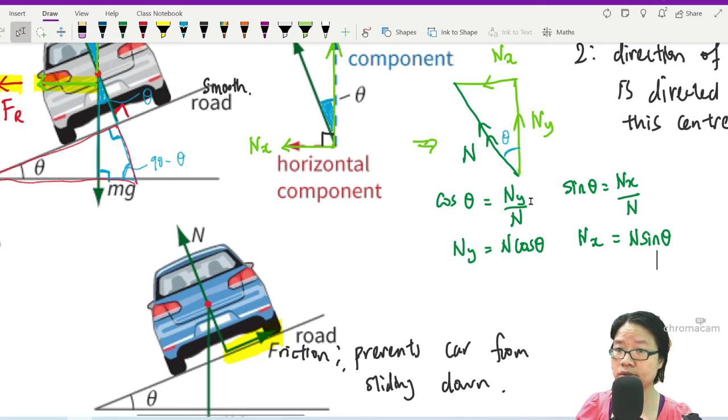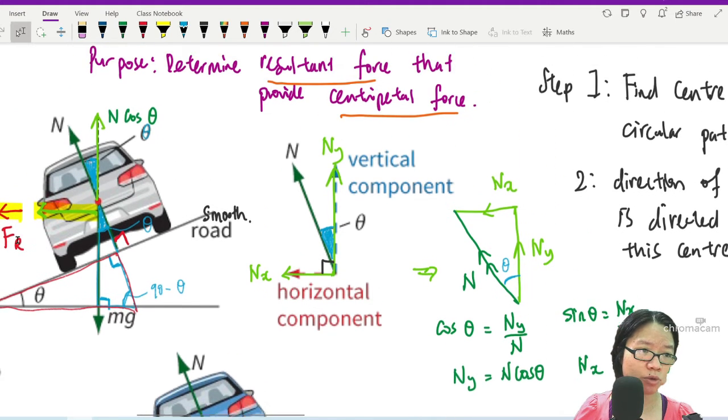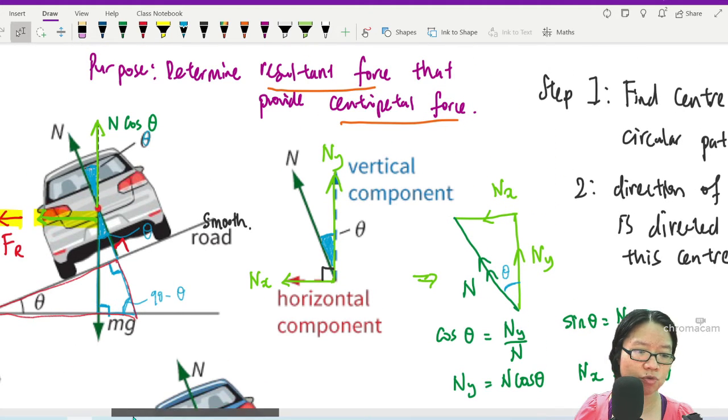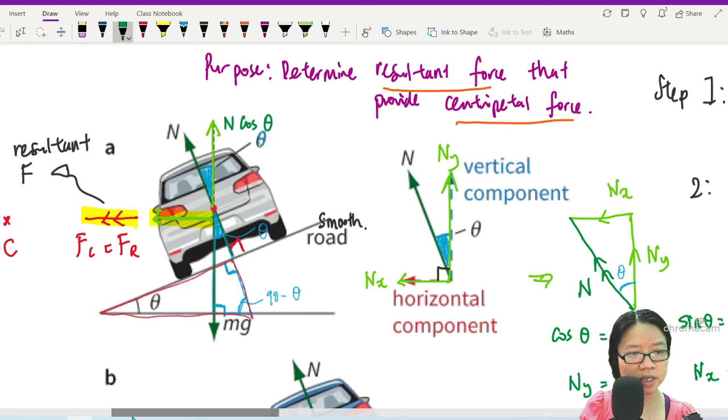So I'm only going to show this once. When you are beside the angle, because cos is adjacent over hypotenuse, you will take n cos theta. When you're opposite the angle, like n x, and sine theta is opposite over hypotenuse, that's why you will take n sine theta. So hopefully you will develop the fluency to immediately write n cos theta and n sine theta like this.